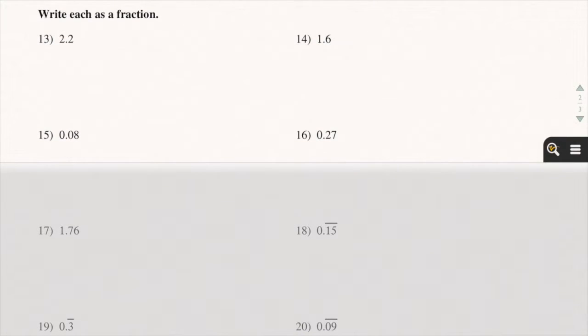Okay, so in this section, what we're going to be doing now is converting decimals into fractions. So what we can do, there's a couple ways you can do it. I'm going to do one method on number 13 and a different method on number 14.